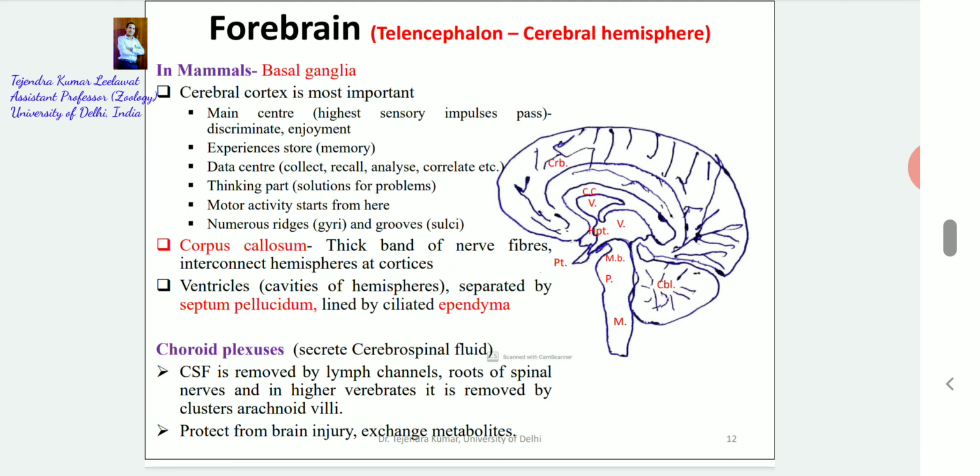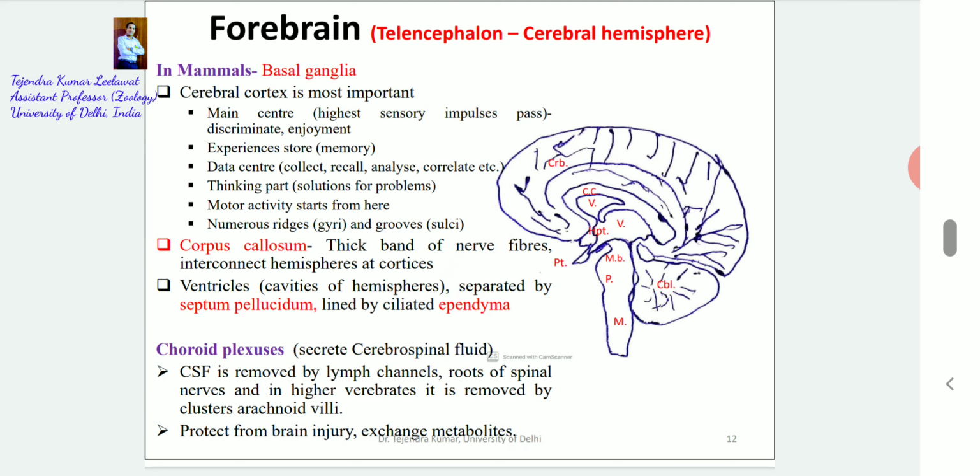Pituitary is an endocrine gland. Most of the time you read about it. Then MB for midbrain. And there are other names also mentioned here: pons, medulla, and CBL for cerebellum.